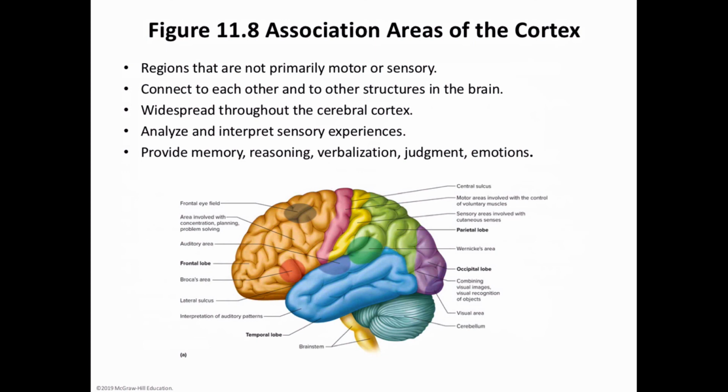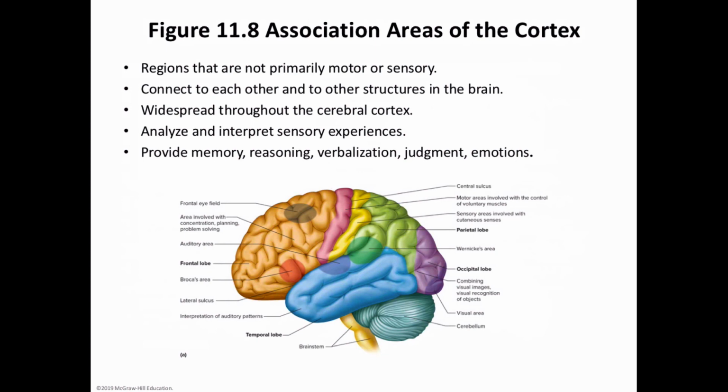So with this, association areas are neither primarily sensory nor motor. They connect with each other and with other brain structures. The association areas occupy the anterior portions of the frontal lobes and are widespread in the lateral portions of the parietal, temporal, and occipital lobes. Association areas analyze and interpret sensory experiences and help provide memory, reasoning, verbalizing, judgment, and emotions.